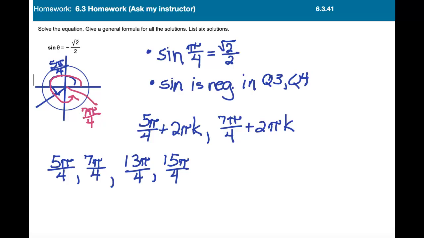And then if I go around another revolution, I'm going to add on 2 more pi. So adding on 2 pi more is going to give us 21 pi over 4. And taking that 15 pi over 4 and adding 2 pi is going to give us 23 pi over 4. So that gives us our 6 solutions. I hope this helps.